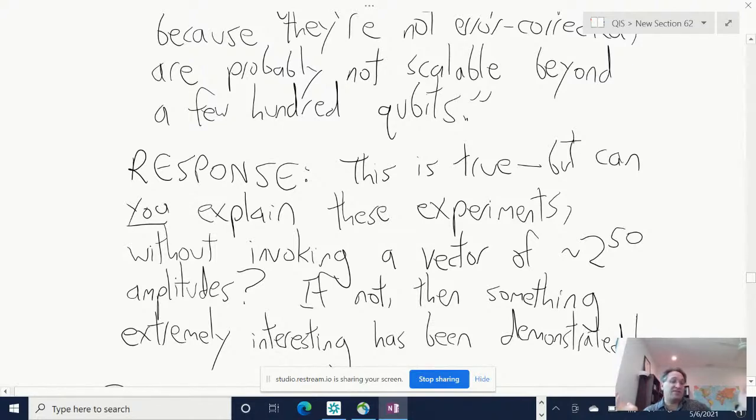And it remains to be shown that you can error correct the qubits in order to truly scale to thousands of qubits. But this really was one of the main points at issue. And to settle that point is a really big deal.